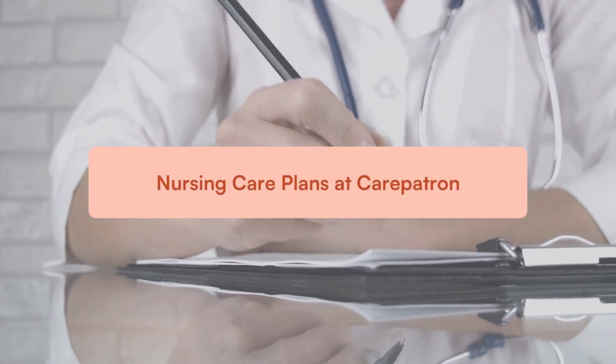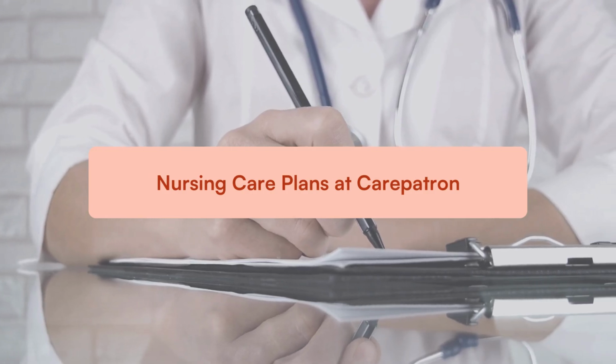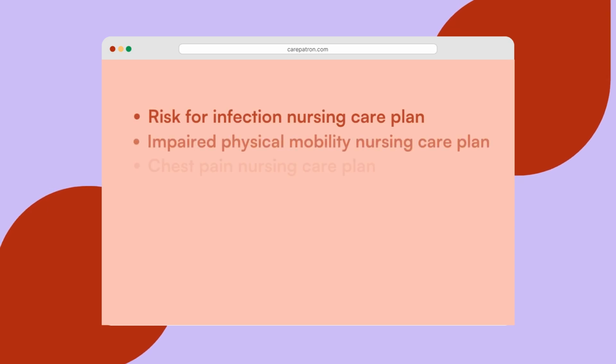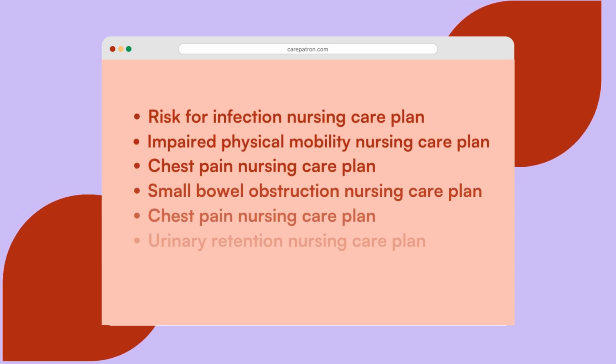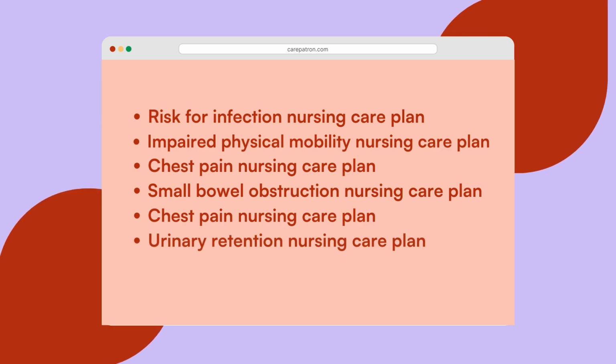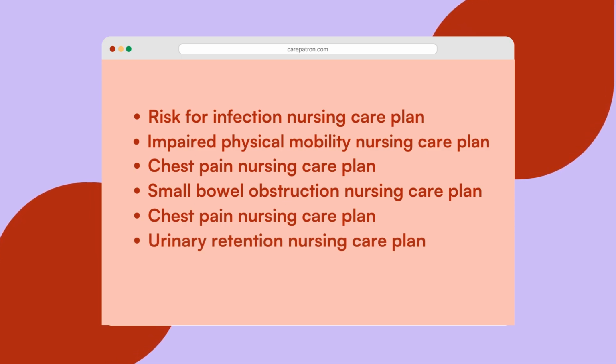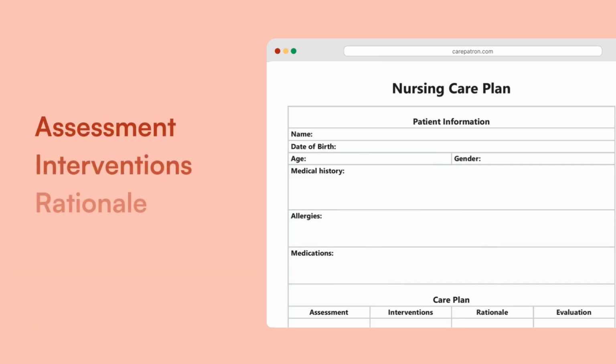Some examples of nursing care plans that we have at Carepatron, which you can use at your practice, are Risk for Infection Nursing Care Plan, Impaired Physical Mobility Nursing Care Plan, Chest Pain Nursing Care Plan, Small Bowel Obstruction Nursing Care Plan, Urinary Retention Nursing Care Plan. In most nursing care plans, there are the sections Assessment, Interventions, Rationale, and Evaluations.